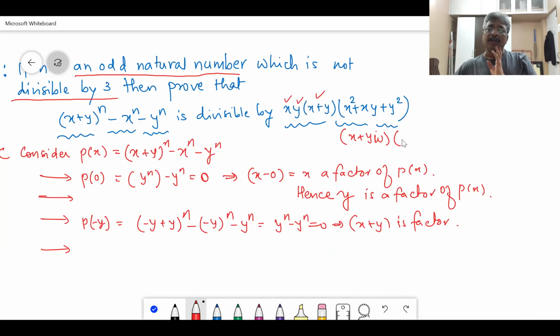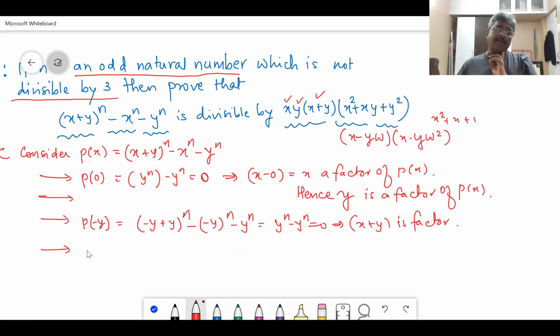No sir, x minus y omega and x minus y omega square. Correct? Okay. I mean this is like x square plus x plus 1. If you come, and then we know two factors, x minus omega and x minus omega square, and you put y along with that. So that is the factorization.